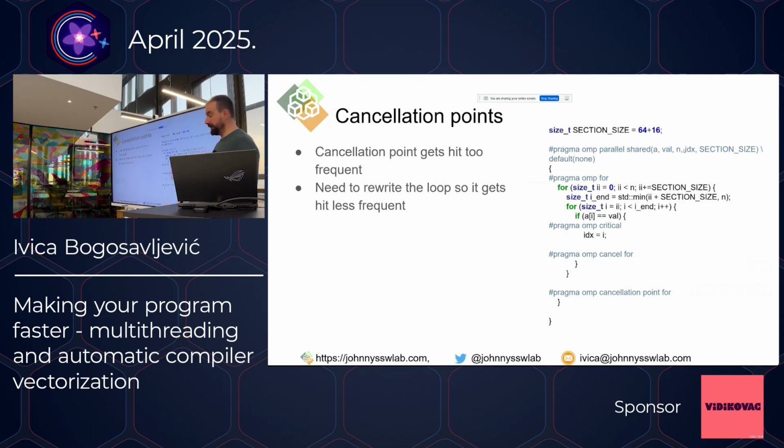And here is an example where I did it. I have this section size, and then I have this I that goes from 0 to n and increases by section size. Inside I have this minor loop, which goes from I to I end. And then I do the cancellation point. I check it outside of this small loop. This small loop is 64 plus 16, so 80 iterations. I check cancellation points every 80 iterations. Questions?